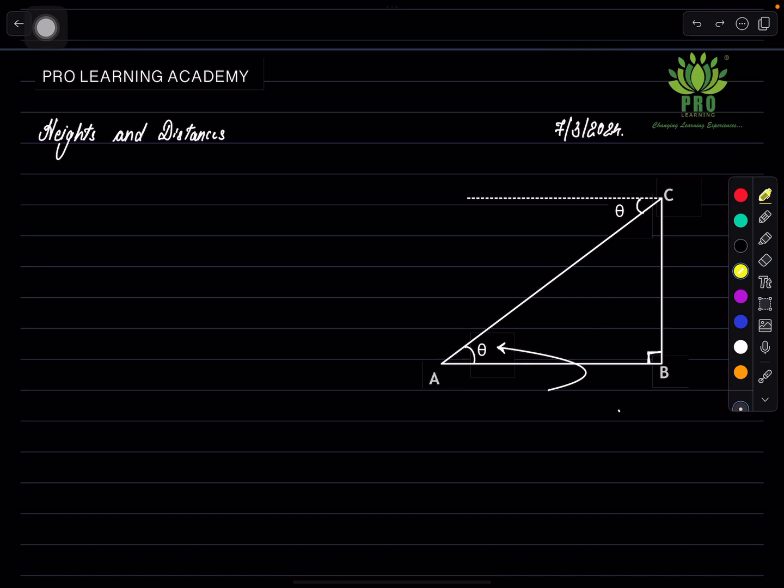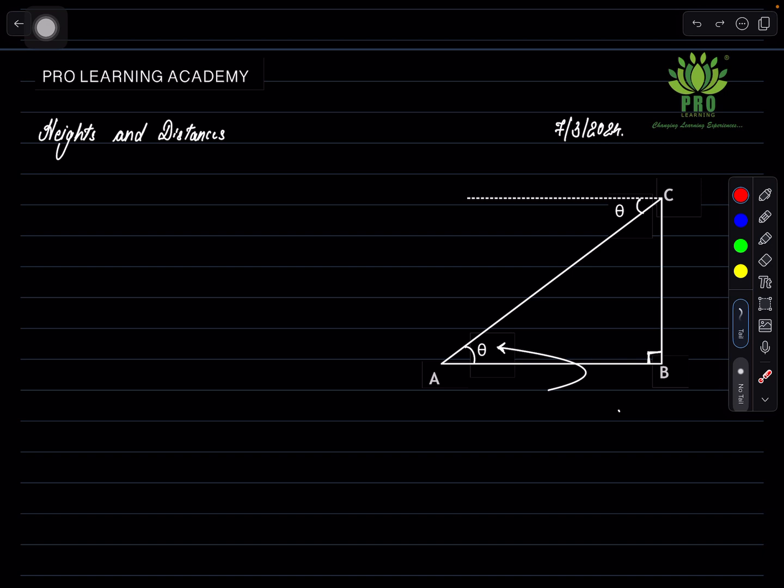Today's topic is heights and distances. Here we will talk about a right angled triangle, right angled at B. In this case, we have our initial arm, which is arm AB. Then we have our arm AC, which is the side opposite to the 90 degree angle, called the hypotenuse.